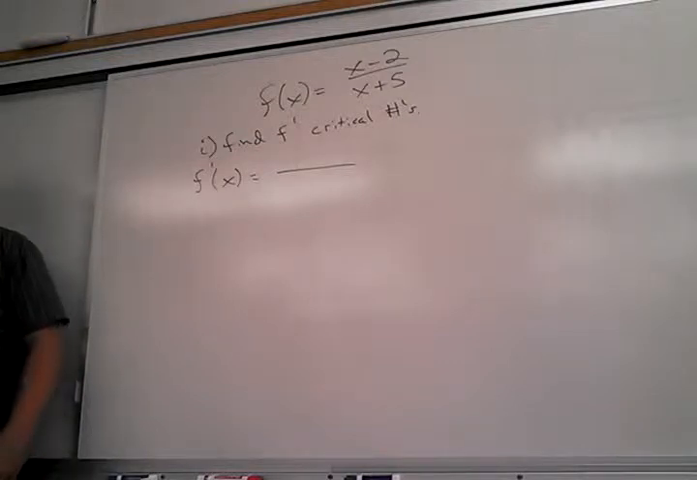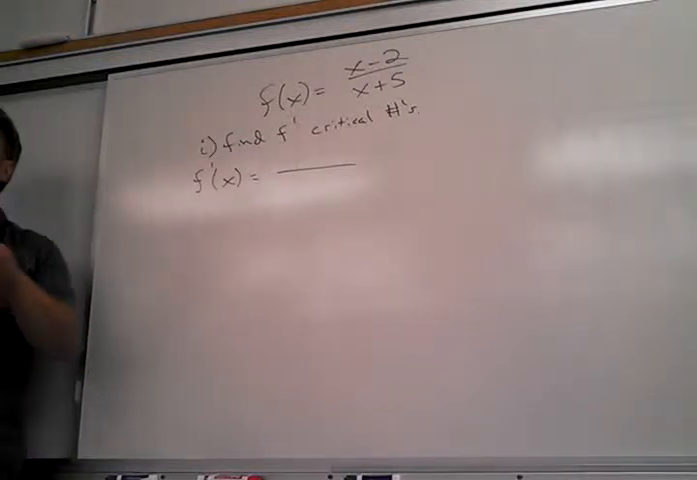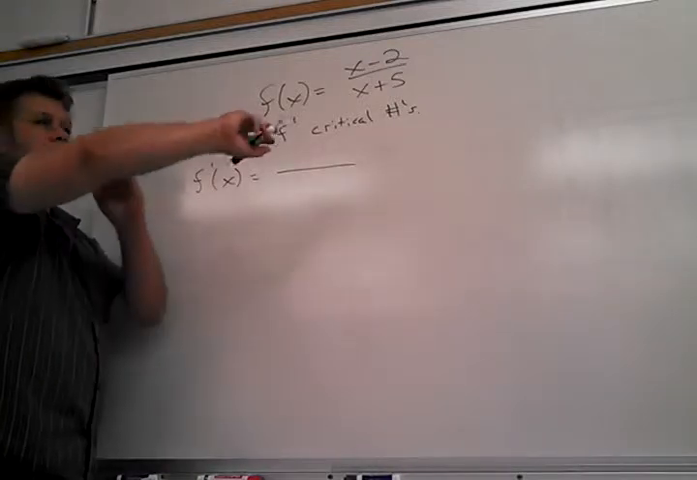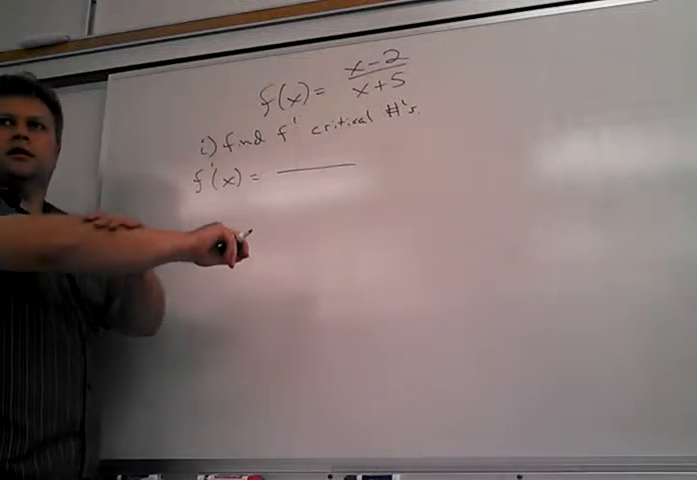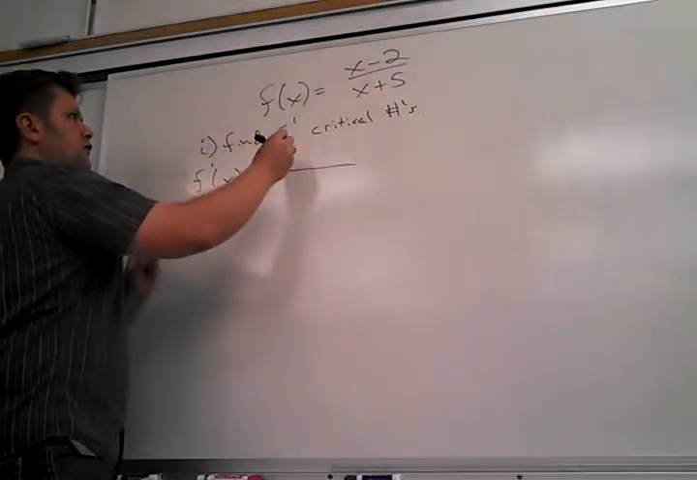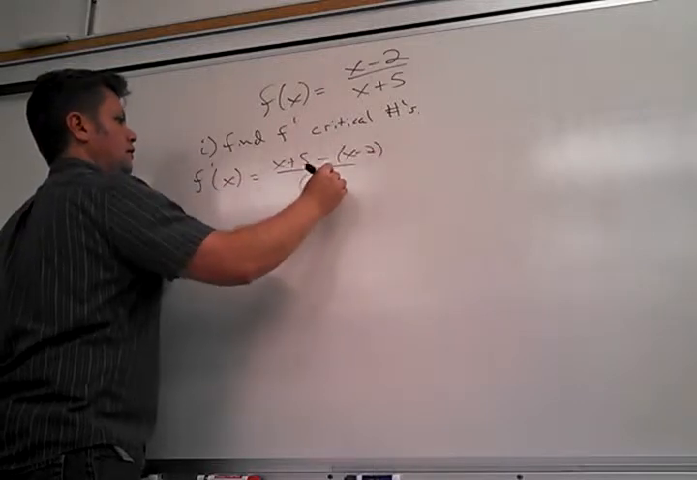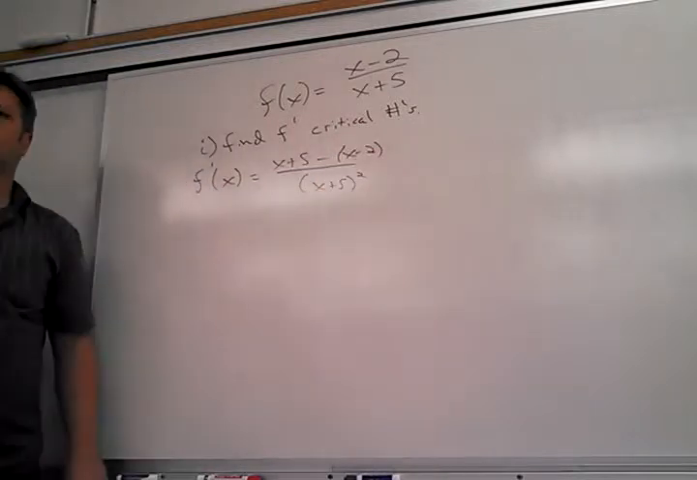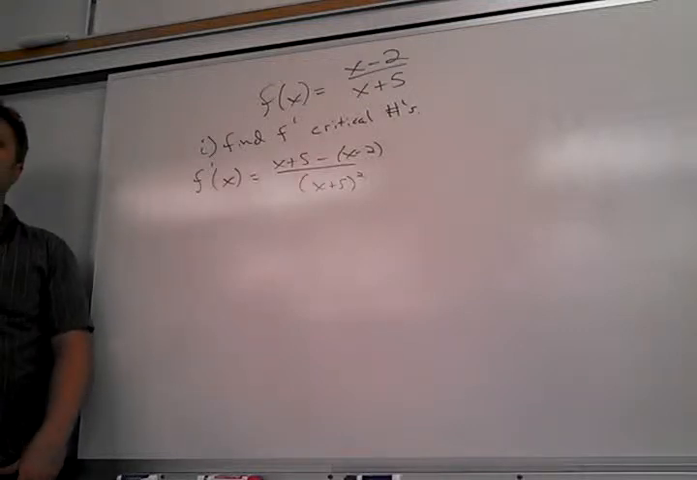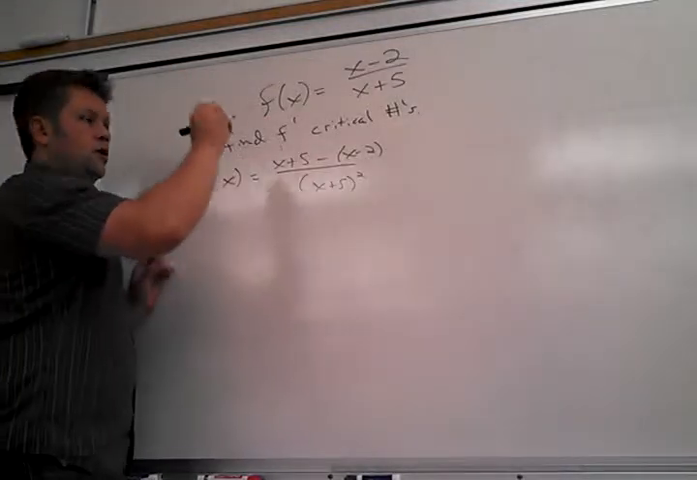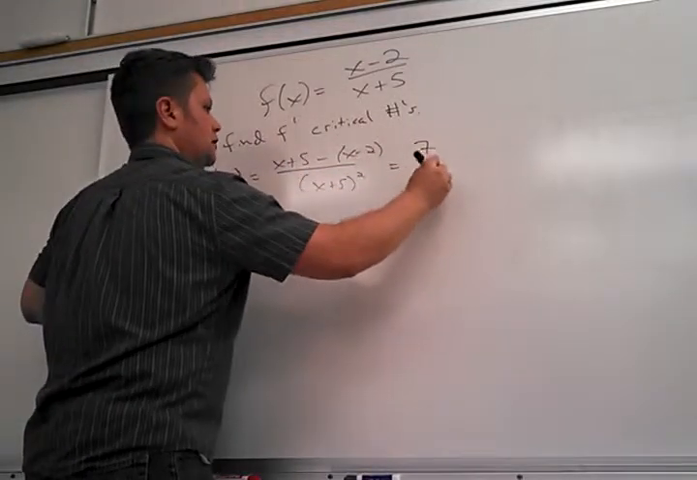So what do you guys get for the first derivative? Have you gotten there? What do you guys get for that? 3 over x plus 5 to the second. No. 7, yeah. Gotta be careful. The evil thing there. So almost. So it's 7 over x plus 5 squared.